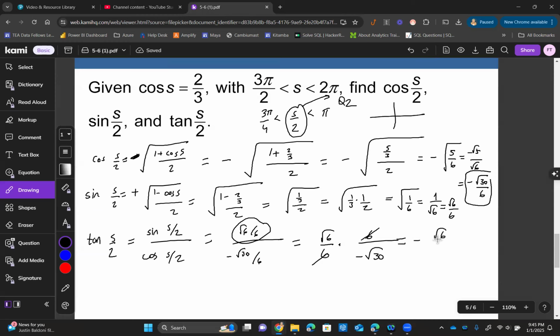Then I have a root 6 at the top, and I have a root 30 at the bottom. I have to keep simplifying this. There's other ways to simplify, but what comes to my mind is root 30 can be written as root 5 times root 6. So the top root 6 and the bottom root 6 cancel out. So far, at the top, nothing left, so that's just a 1. At the bottom, we have a root 5 left. And then to rationalize the denominator, we have to multiply top and bottom by root 5. So that gives me a negative root 5 over 5 as the tangent of S over 2 for this question.